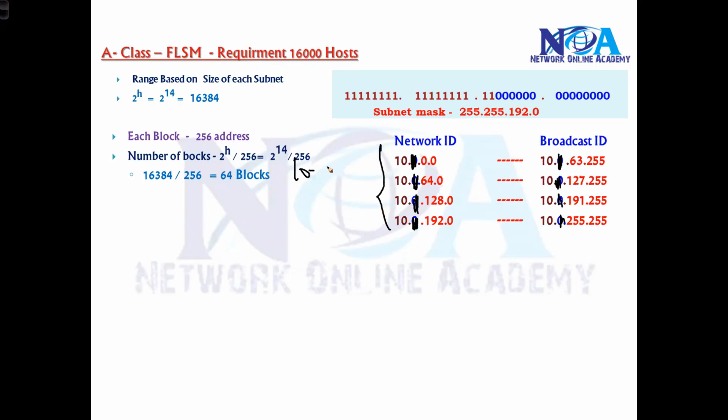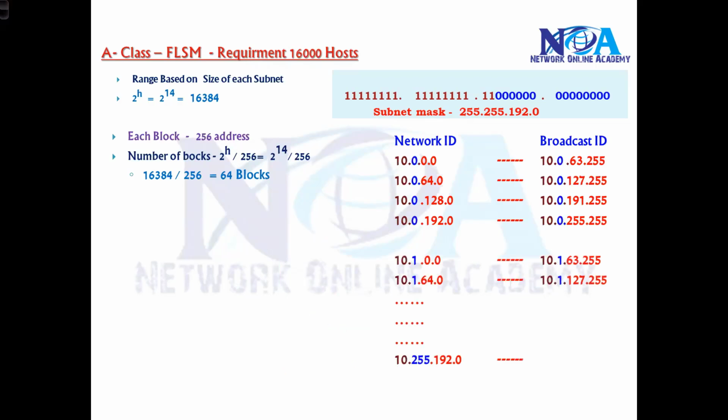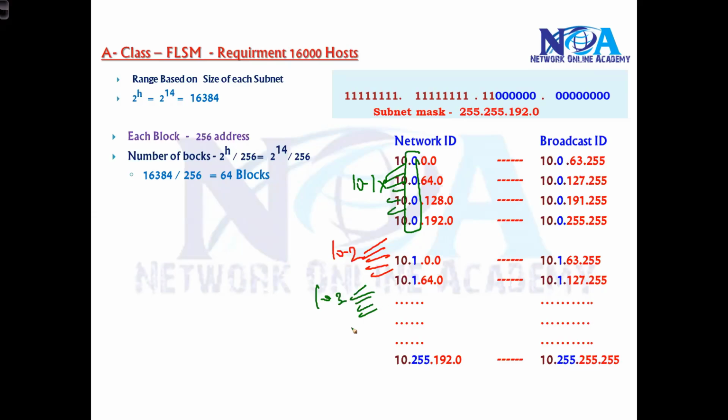Again, with 10.0 we get 4 subnets, with 10.1 we get 4 subnets, with 10.2 we get 4 subnets, 10.3 we get 4 subnets, like that. You need to go on writing. We're not writing it all here, we just need to understand the way it is written. That is more important, because no one will ask you to write the entire range, but you have to understand that we go on writing with 10.1 four subnets, with 10.2 four subnets, with 10.3 four subnets, with 10.4 four subnets, and in a similar way with 10.255 we write 4 subnets till the last. That is the last address.